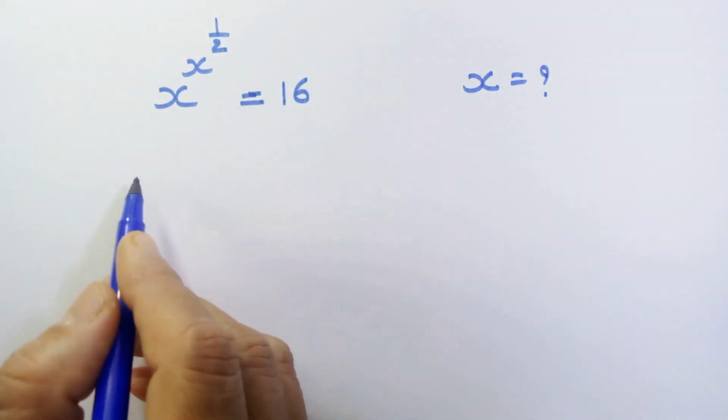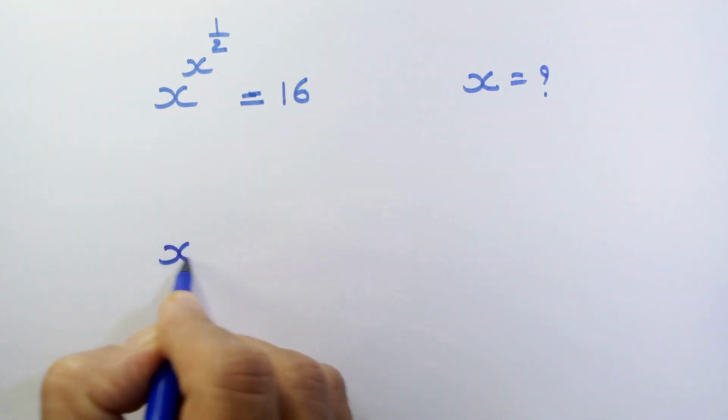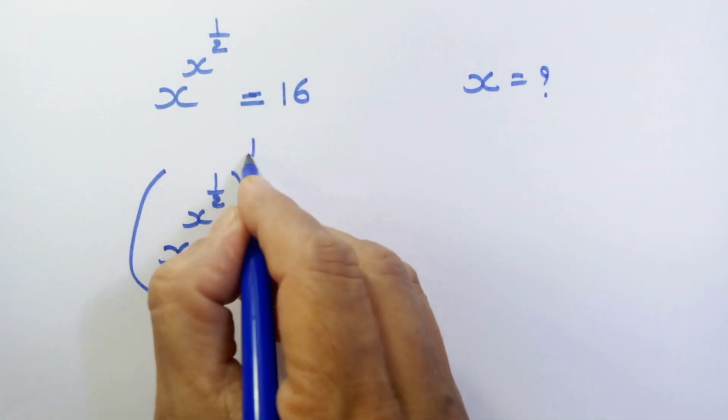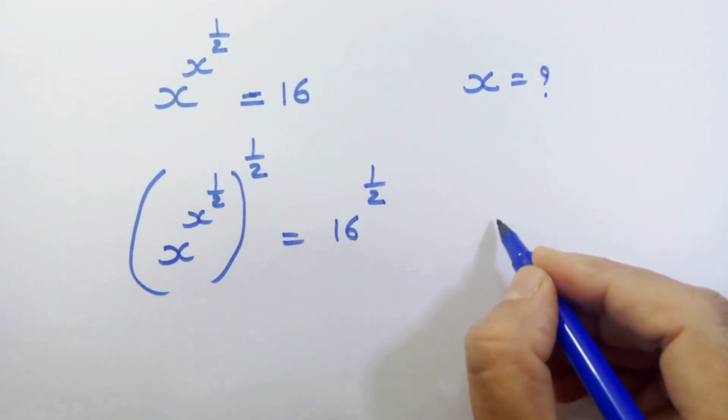Let's begin. First we will raise 1 upon 2 at both the sides. So we have x raised to 1 upon 2 whole raised to 1 upon 2 is equal to 16 raised to 1 upon 2. Let's refer this rule.